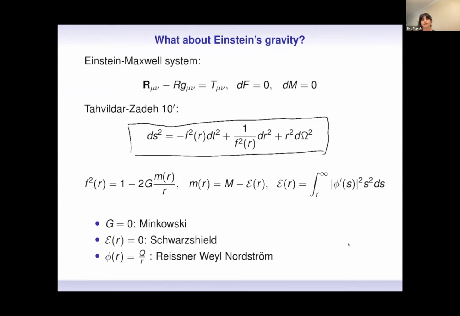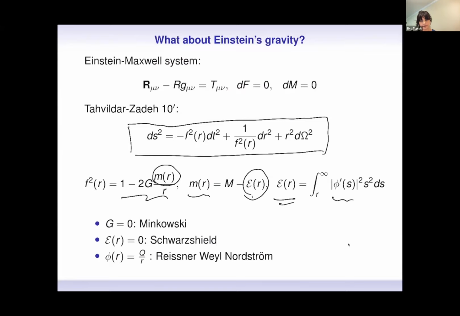So here my f squared, which is my matrix, depends on my mass function. And my mass function depends on my field energy function. And of course, the field energy depends on the electrostatic charge. So actually, there are well-known space-times that exactly fit this description.